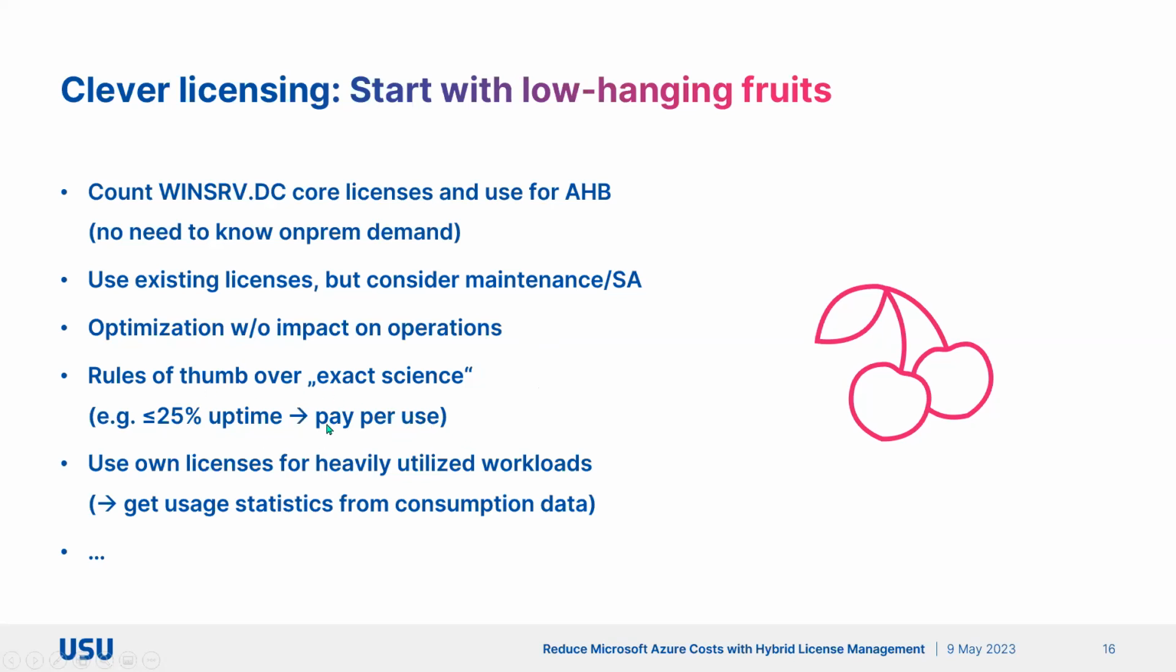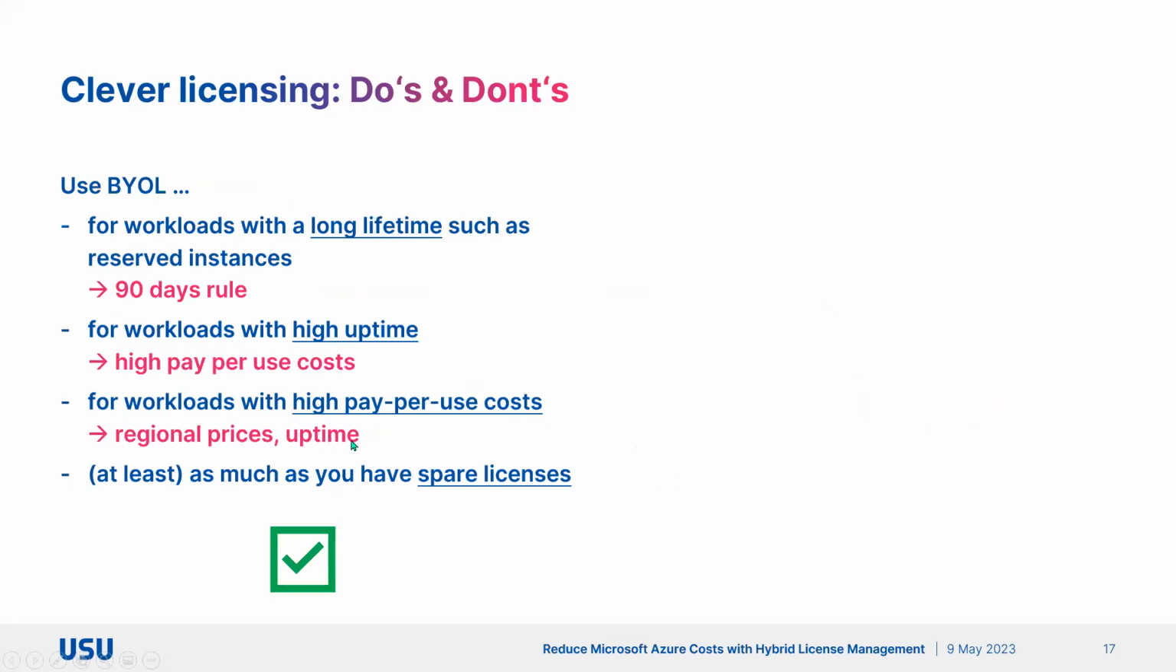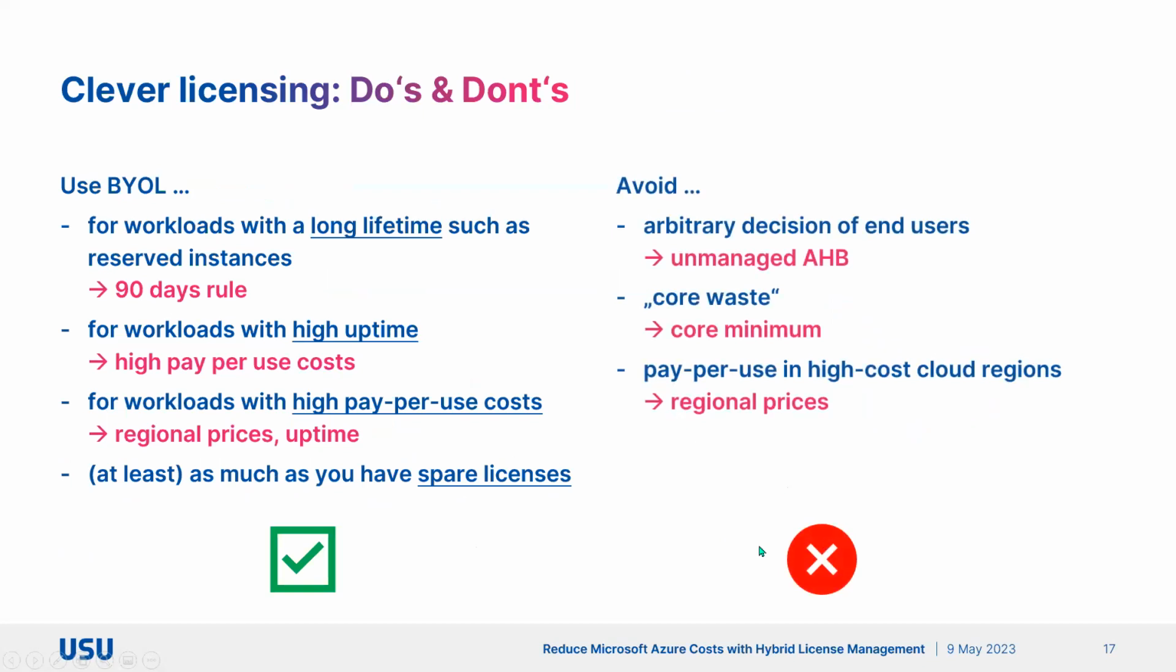Then rules of thumb help a lot already. Without exact science or total cost calculations, you could start saying, okay, if the machine idles a lot, only 25% uptime, then I use pay-per-use, and so on. That's it for the low-hanging fruits, and we have some do's and don'ts. I don't have the time to go through them. You will get them afterwards, so please, if you like, have a look at this on your own.